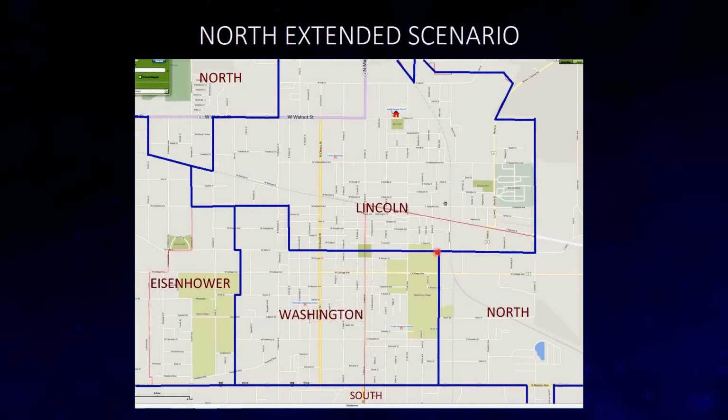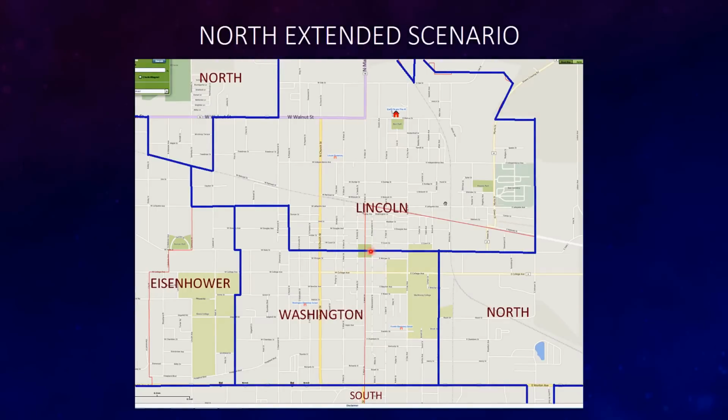So, with having the Hardin boundary dividing the area between Washington and what would be north, and State Street dividing this area from Lincoln and north, we can take all of these students up to North Elementary, but once again, they would be traveling through Lincoln's school district.